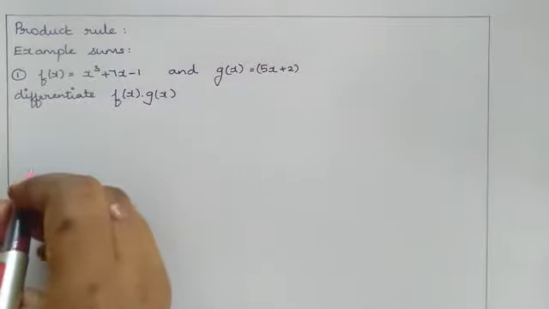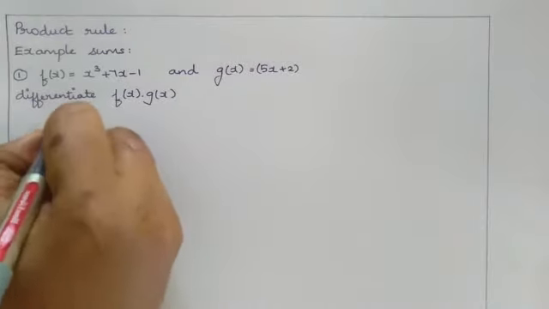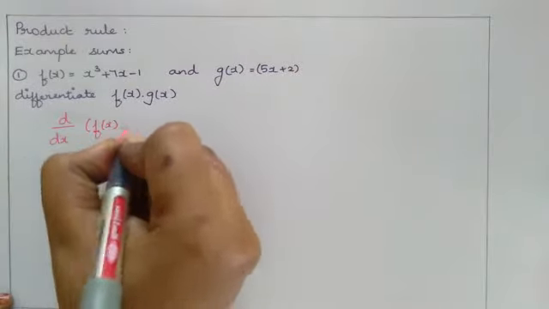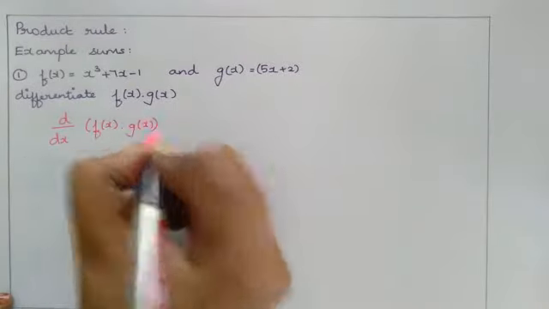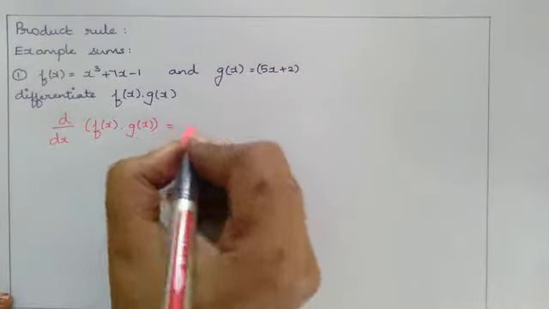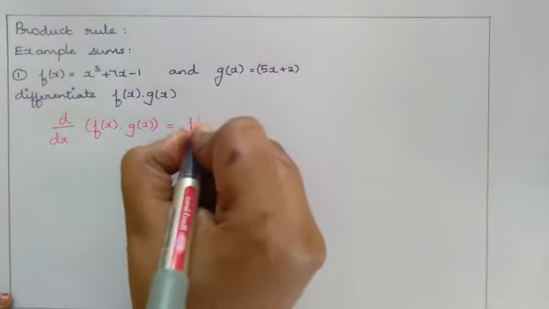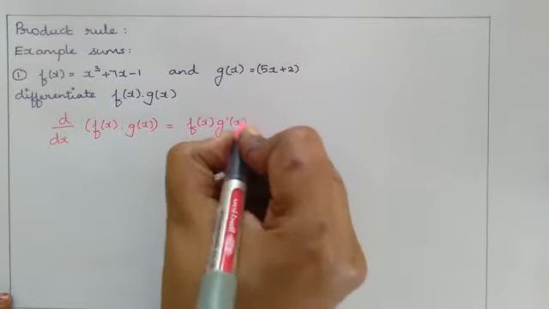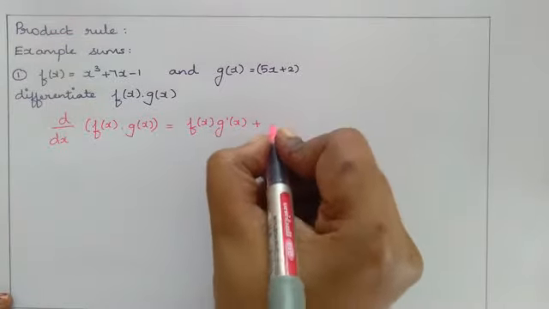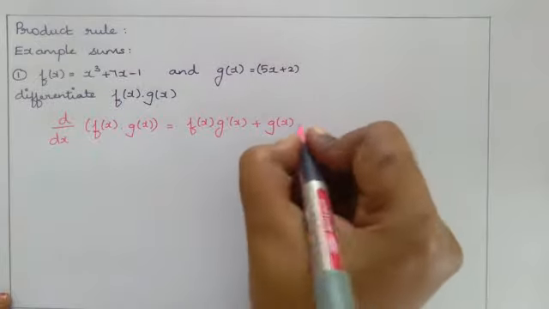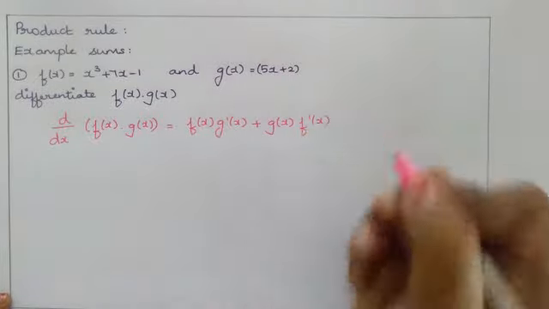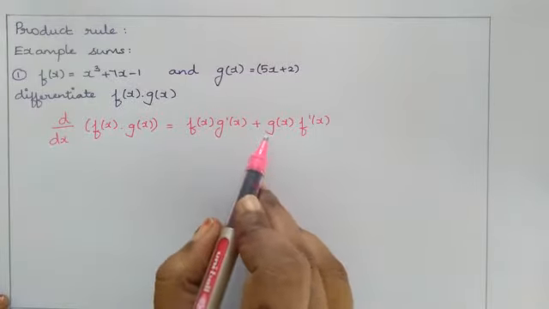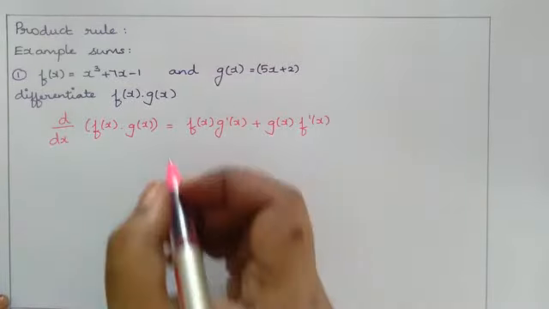So now let us find d by dx of f of x into g of x. As the concept goes, we'll have the first polynomial f of x as it is. We'll differentiate the second polynomial. We'll add it with the second polynomial as it is, and differentiate the first polynomial. That's it. So f of x into g dash of x plus g of x into f dash of x. So let's do that here.